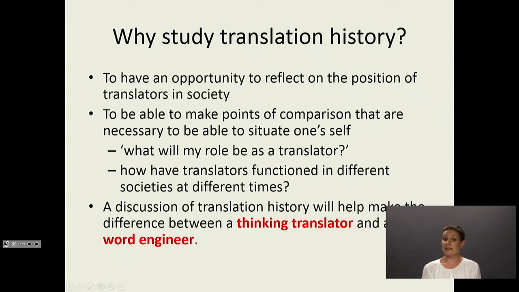Similarly, the role of translators in society has changed dramatically over the course of history, and translators have often played very, very pivotal roles in the development of things like national languages, and also their role can be quite political in many ways. So it's important to understand what your role as a translator will be, how translators have functioned in different societies at different times, and also understanding that you're not just a word engineer, as the case may be, but a thinking translator and also a professional, which is quite important to realise.